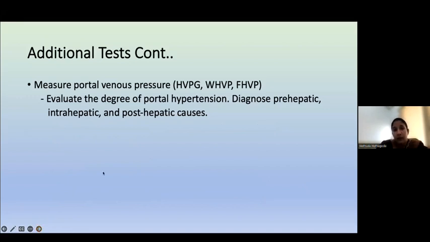And last, you can measure the portal venous pressures. There can be certain degrees of pressures which you can check, and by doing this you can diagnose whether this is prehepatic, intrahepatic, or posthepatic. But as we discussed before, it is invasive, and sometimes doing this would not give you additional information, because sometimes you can get all the information simply by doing the previous tests which we have discussed.